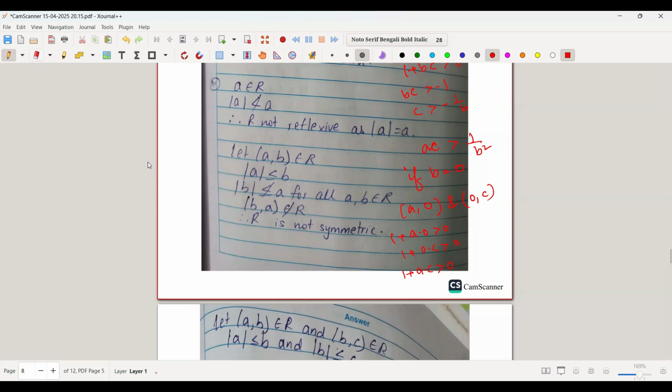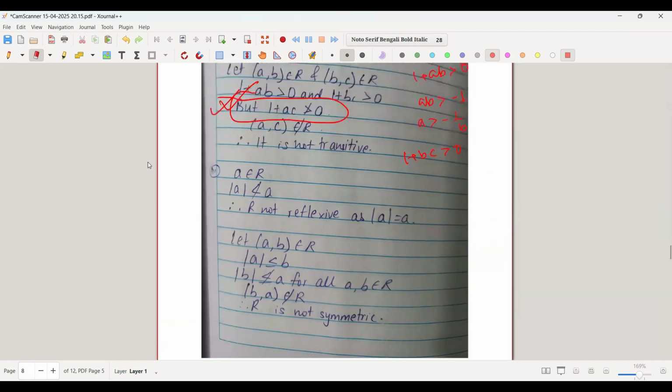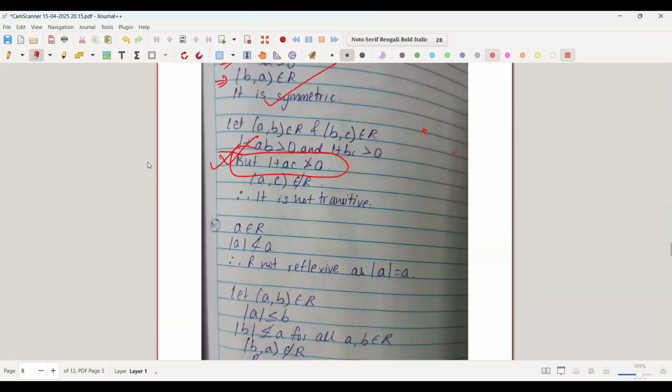Okay, so in general, if we try to prove that 1 plus AC is greater than 0, then it will be false. So we have to take an example. In general, it is not true. So set A equal to 1 and B equal to 0 and C equal to minus 1.